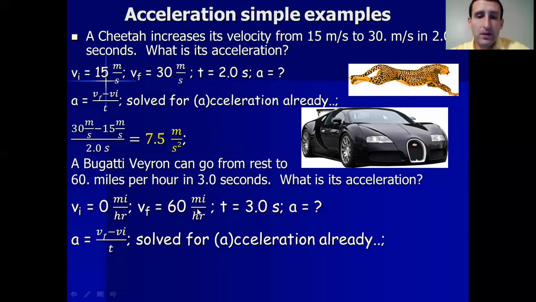Now you might be sitting there going, uh-oh, this is in hours and this is in seconds. Well, that's okay. So 60 miles an hour, final velocity, minus the initial velocity. So we have a change of 60 divided by 3. 60 divided by 3 is 20. So we are going 20 miles an hour faster each second.